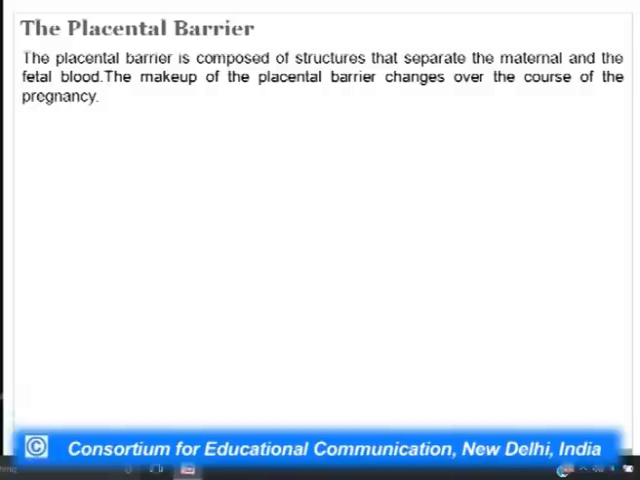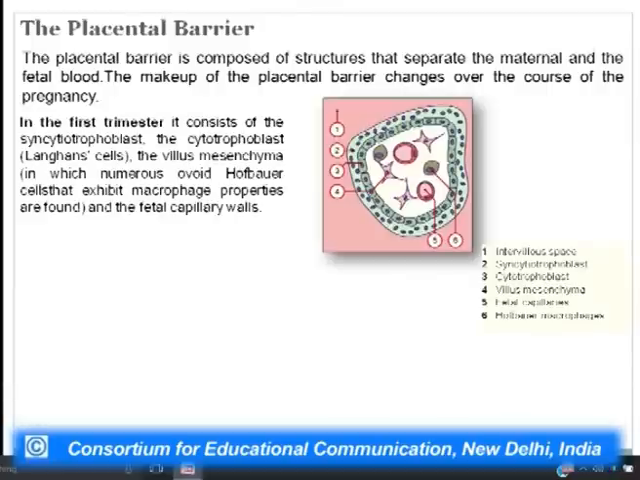So, the placental barrier is composed of structures that separate the maternal and the fetal blood. The makeup of the placental barrier changes over the course of the pregnancy. In the first trimester, it consists of the syncytiotrophoblast layer, the cytotrophoblast layer, the villus mesenchyme, in which numerous ovoid Hofbauer cells that exhibit macrophage properties are also found, and the fetal capillary wall. So, this is the first trimester, or within the first 3 months of conception.